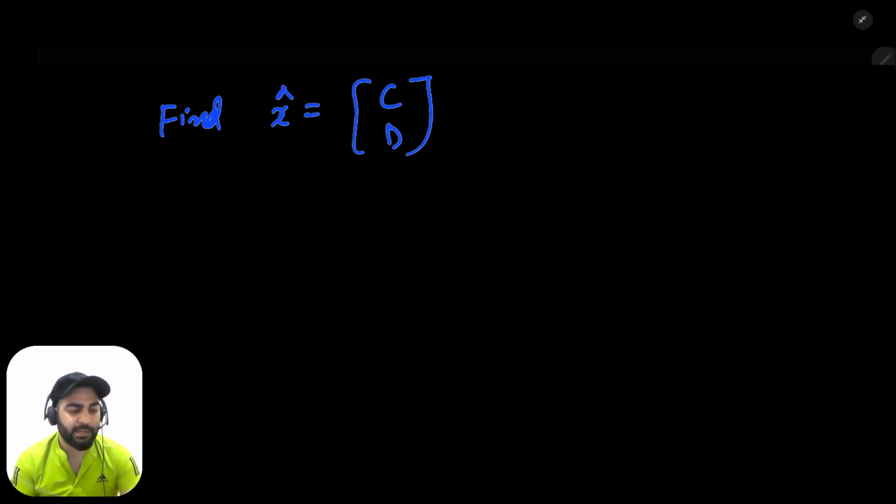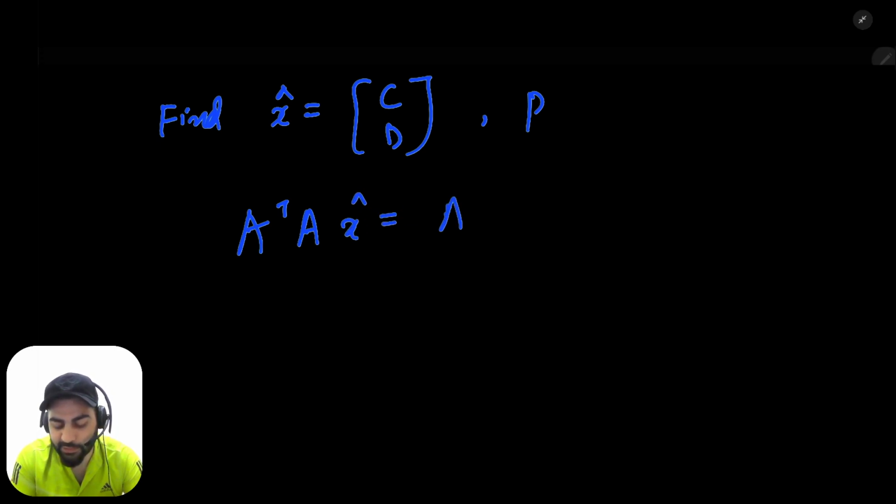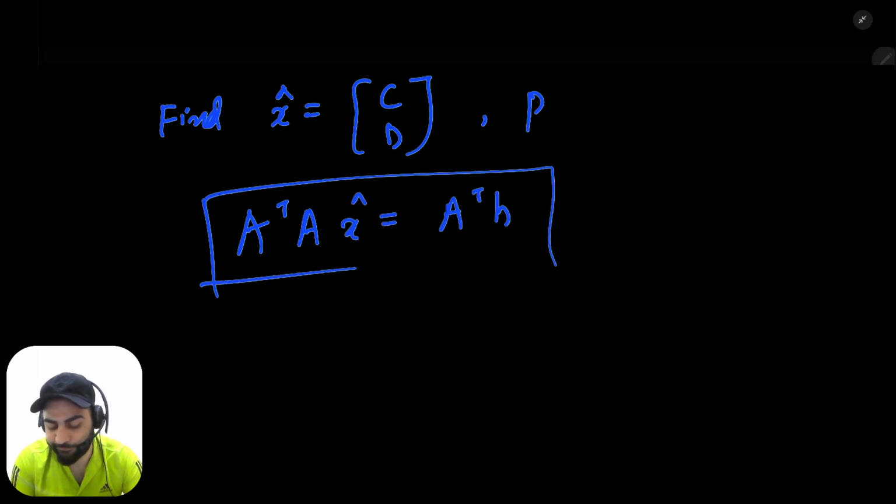We have to find C and D and that point P, the projection, such that A transpose A x hat is equal to A transpose b. This is our job that we want to find.